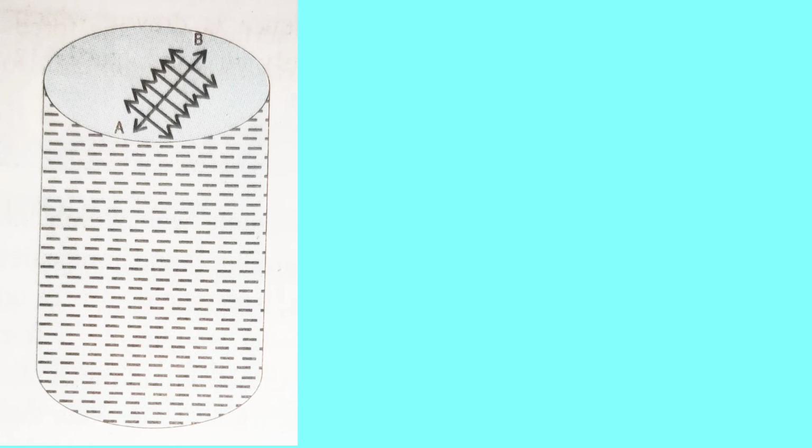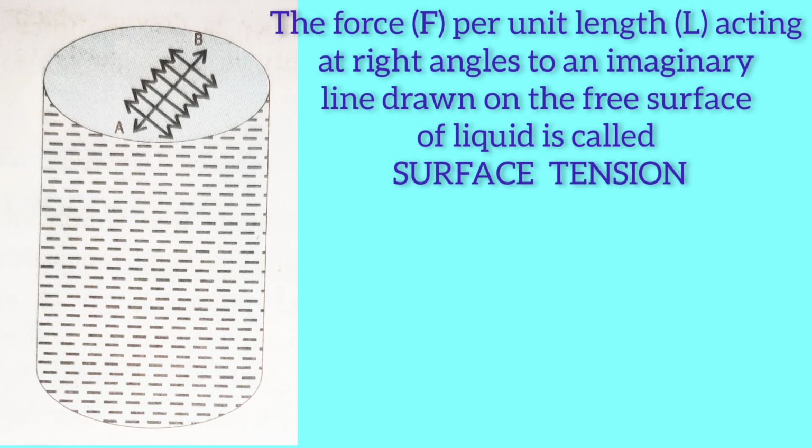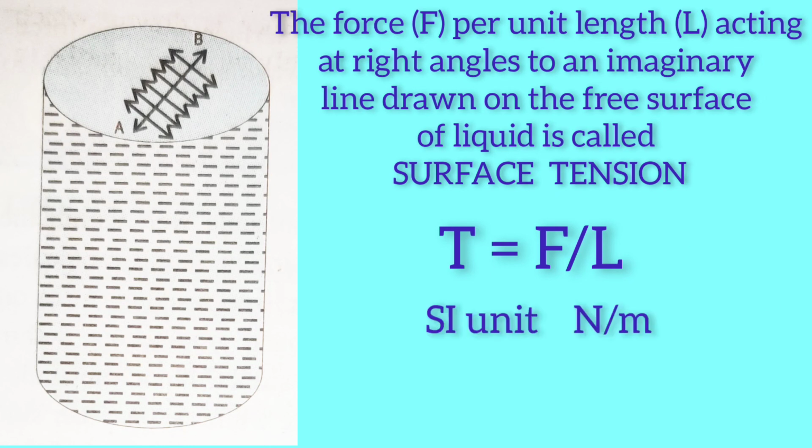Therefore, we can define surface tension as the force per unit length acting at right angles to an imaginary line drawn on the free surface of a liquid. That is, surface tension T is equal to force F upon length L. The SI unit of surface tension is newton per meter, and the CGS unit of surface tension is dyne per centimeter.